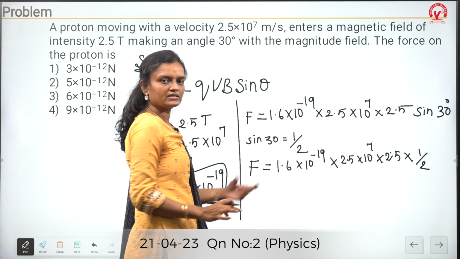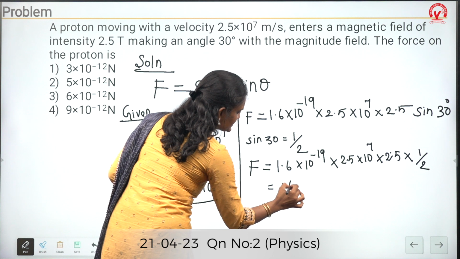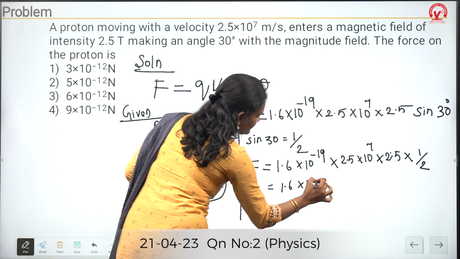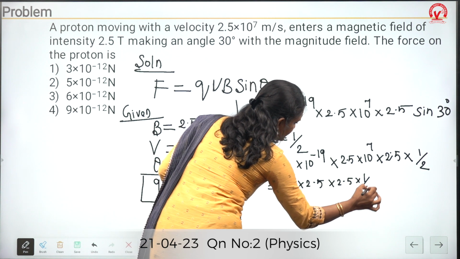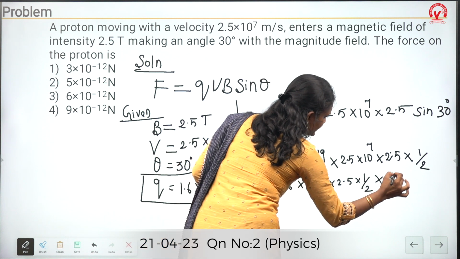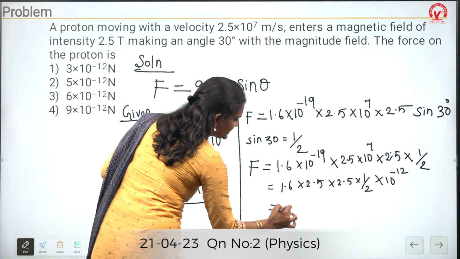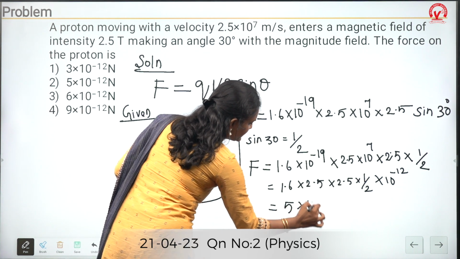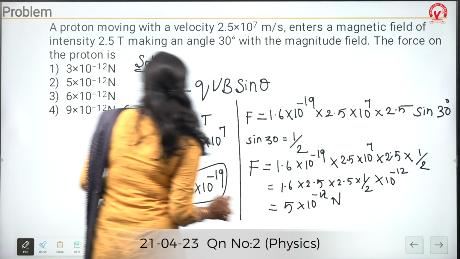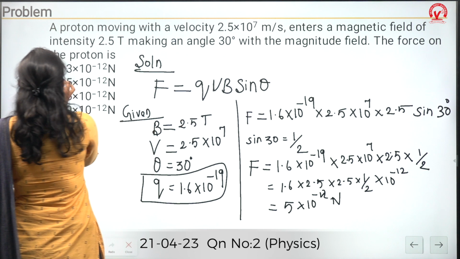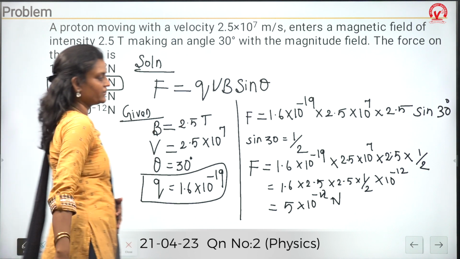Now 10 power minus 19, 10 power 7. So this can be written as 1.6 into 2.5 into 2.5 into 1 by 2 into 10 power minus 12. Now if you multiply and divide this equation, you will get 5 into 10 power minus 12 Newton. So the option is here 5 into 10 power minus 12 Newton.